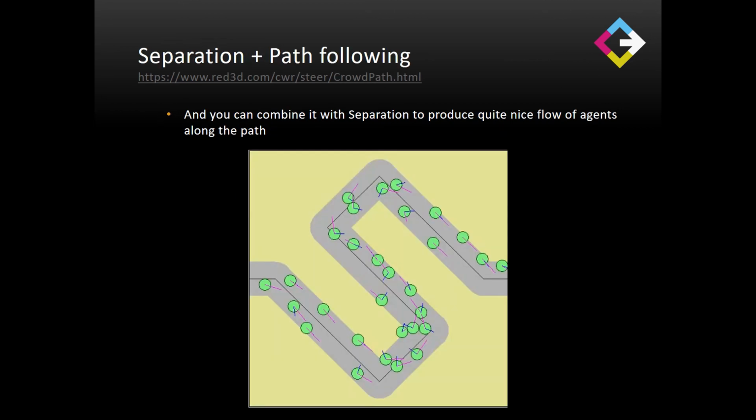And you can combine it with separation to produce quite nice flow of agents along the path.